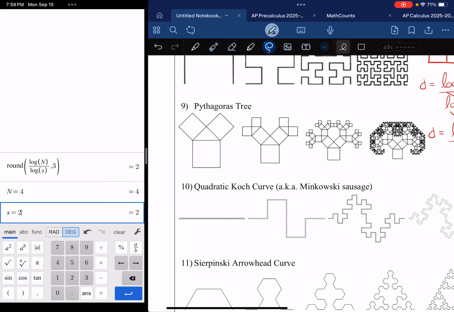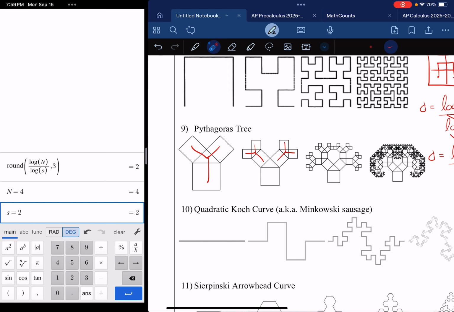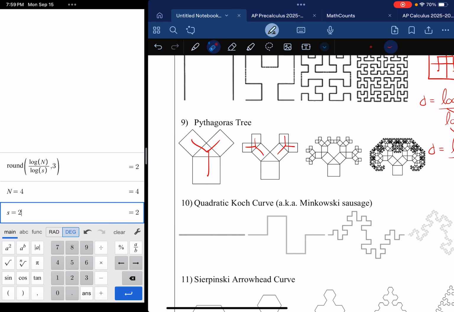So for the Pythagoras tree, I see that the original shape is kind of like this Y-shaped piece, and then how many new pieces do I have? I have 2 new Y-shaped pieces coming off of that. So the 2 new pieces coming off of it mean I have number of pieces as 2. And then the hard part is, what's the scale factor? Because you can't just eyeball this one. You have to know it for real. And the hard part about this one is it's not a whole number. It is a decimal, but it is a decimal that's hard to find just by guess and check.